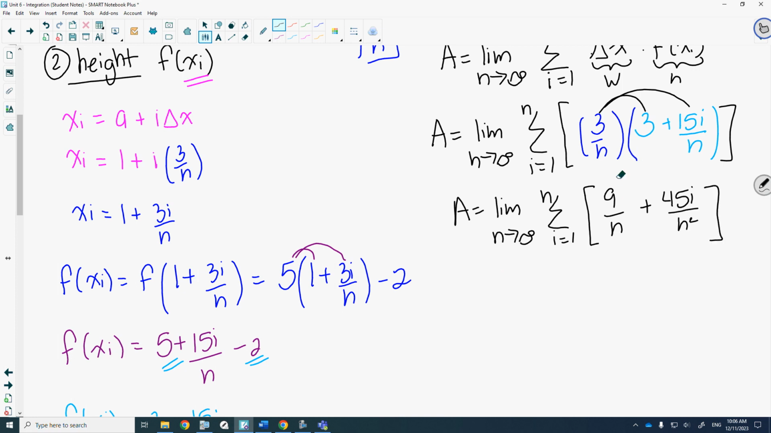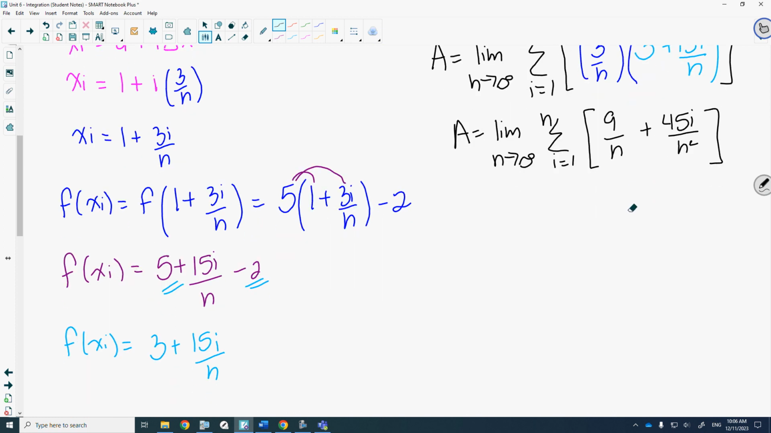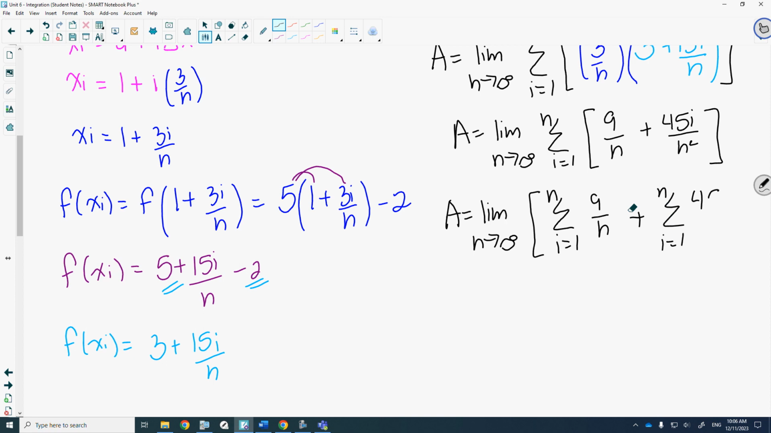Okay, let's use our properties of limits to separate this into two different sums. So I'm going to get the area is equal to the limit as n approaches infinity, and I'm going to have this sum of 9 over n plus the sum of 45i over n squared.